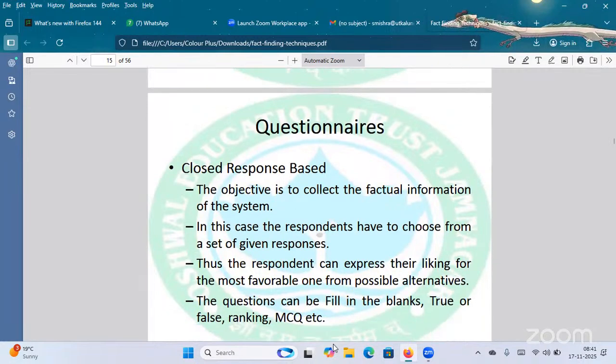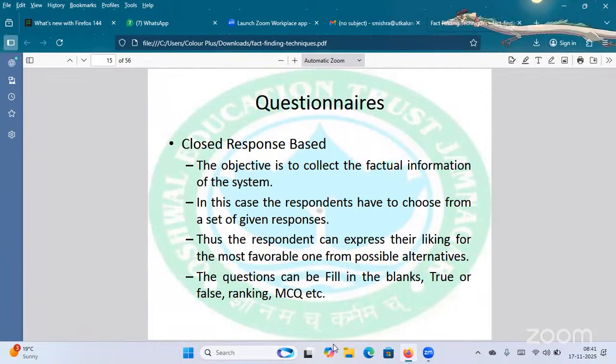questionnaire. Second is our closed response based. As the name suggests, it is closed, there is a boundary. The objective is to collect the factual information of the system. What is in the system? That is the fact. In this case, the respondent has to choose from a set of given responses, like true, false, yes or no. That is MCQ. The question can be fill in the blanks, true or false, ranking, MCQ, etc. Thus the respondent can express their liking for the most appropriate one from the possible alternatives. So that is closed response based.